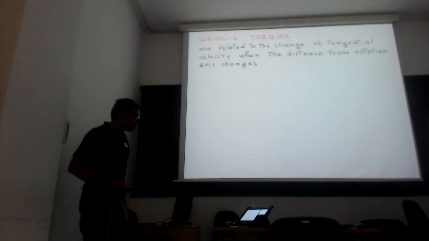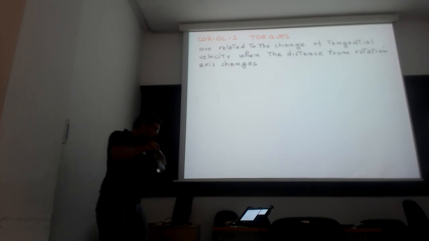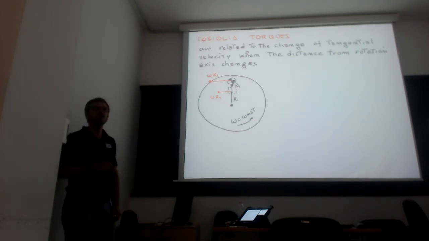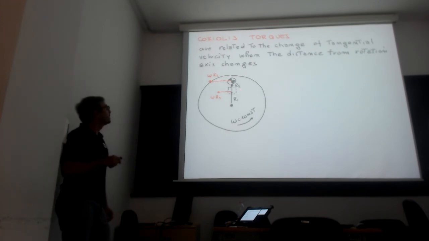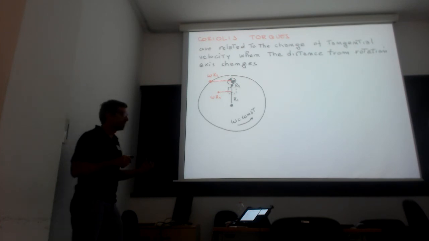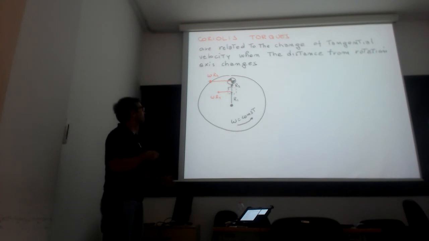Coriolis torques are quite tricky, and they are related to the change of tangential velocity whenever the distance from the rotation axis changes. So think about being on a rotating platform and you move away from the axis. You will see an apparent force that is accelerating you, because you are supposed to have a bigger tangential velocity here than here. The fact that you are not changing this velocity, but you are supposed to have it, shows up as an apparent force that makes you fall on the right side.